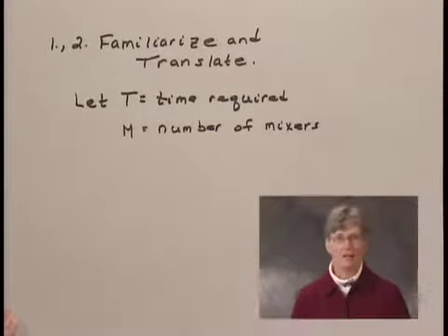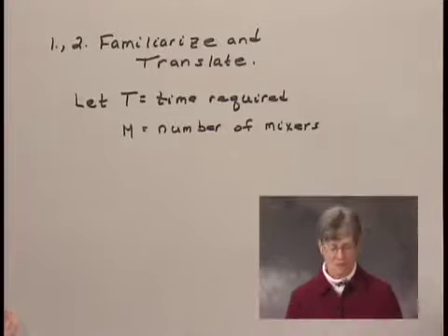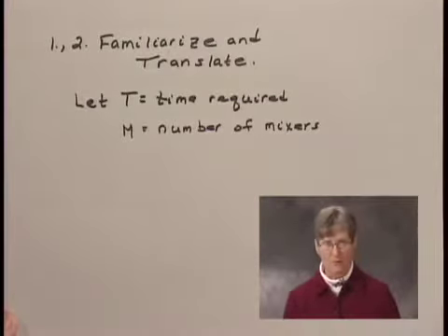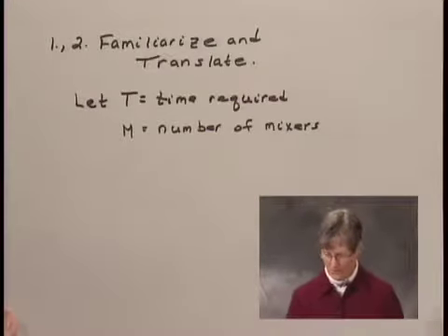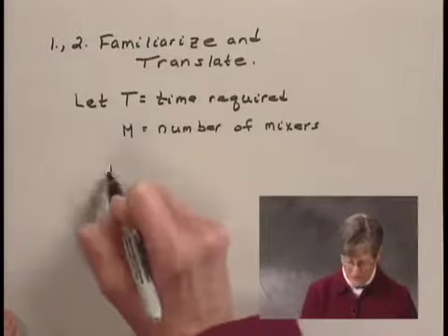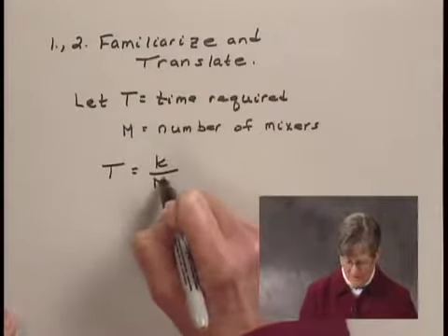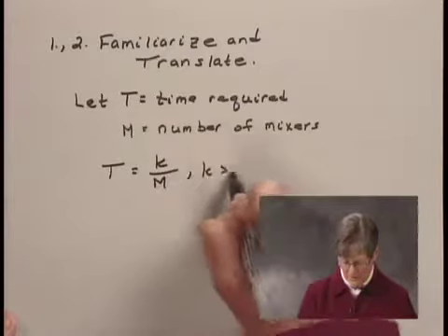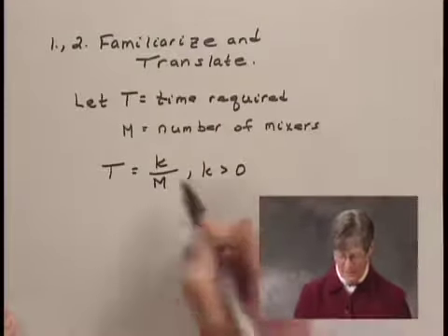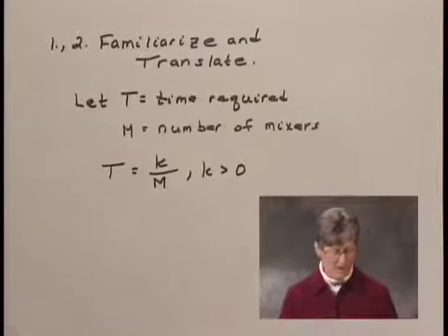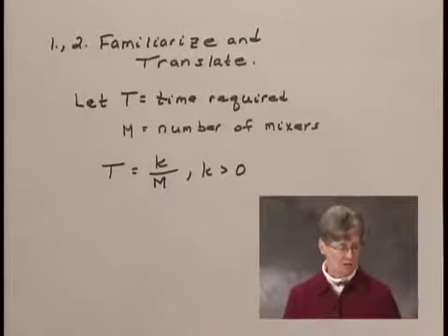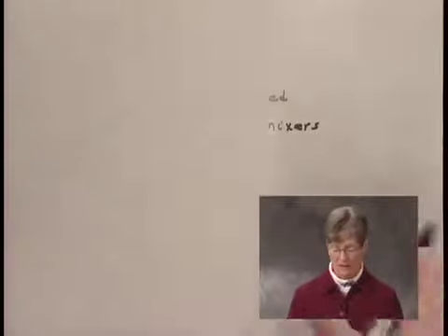Now, the exercise told us that we have inverse variation between these 2 variables, between the time and the number of mixers used, so we know we're going to have an equation of the form t equals k over m, where k is some positive constant, and it's called the variation constant. And now that we have an equation, we are ready to go to the third step in the process, which is to solve.